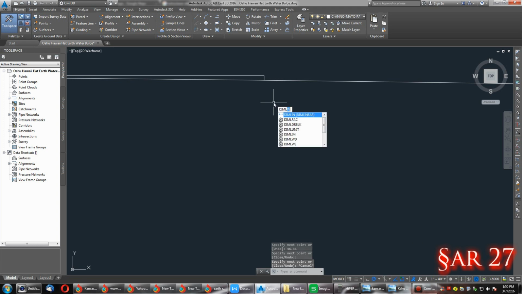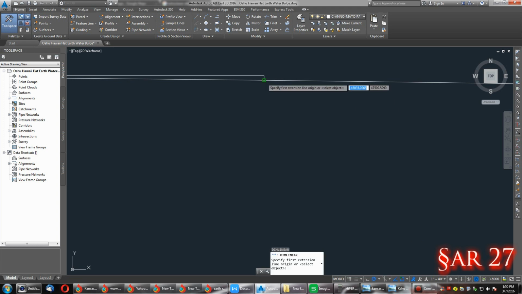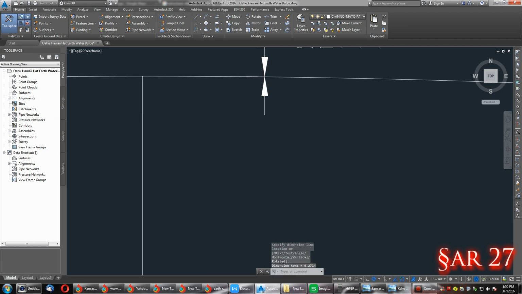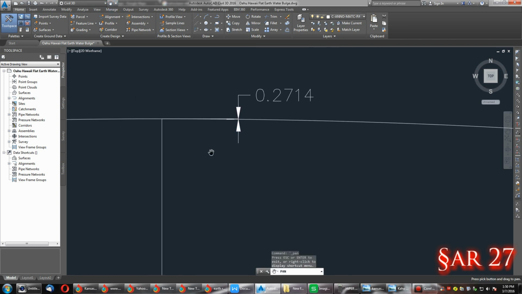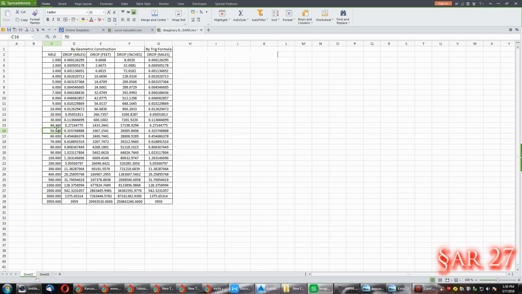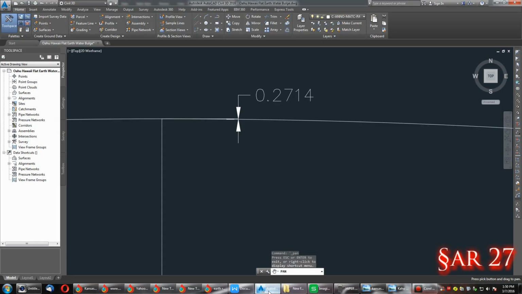And we're going to get a linear dimension, just to verify that. There it is: 0.2714, and my Excel sheet and chart say it's 0.2714. It's correct. And it works. Just learn how to make the Excel chart.